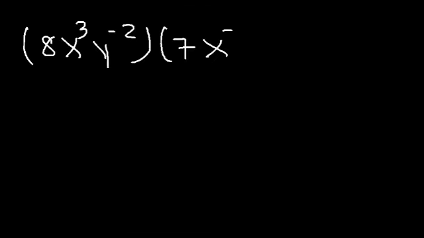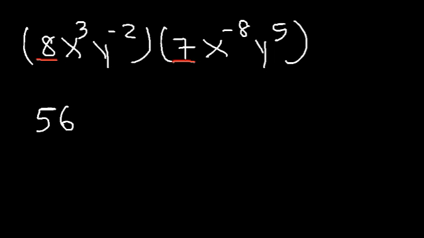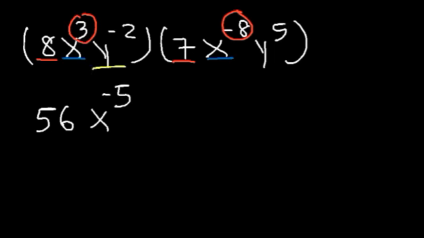Try this example. What is 8x cubed y to the negative 2 multiplied by 7 x to the negative 8 y to the 5th? So first we need to multiply 8 and 7. 8 times 7 is 56. X to the 3rd times x to the negative 8. 3 plus negative 8 is negative 5, so it's x to the negative 5. And then y to the negative 2 times y to the 5. Negative 2 plus 5 is 3, so we have y cubed.